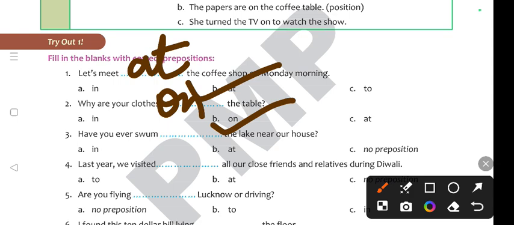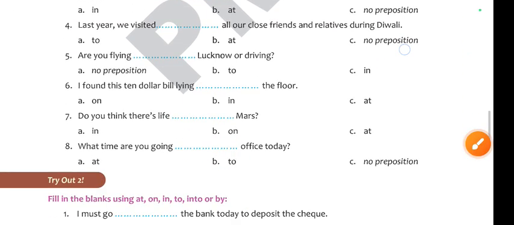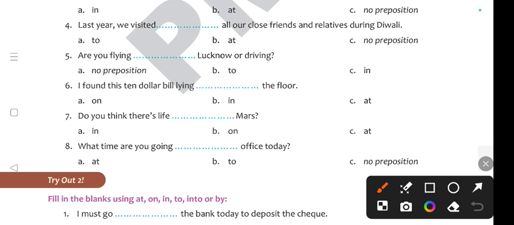Have you ever swum in the lake near our house? Last year we visited. No preposition. Visited takes no preposition. So last year we visited all our close friends and relatives during Diwali. Are you flying to? It shows direction. Are you flying to Lucknow?